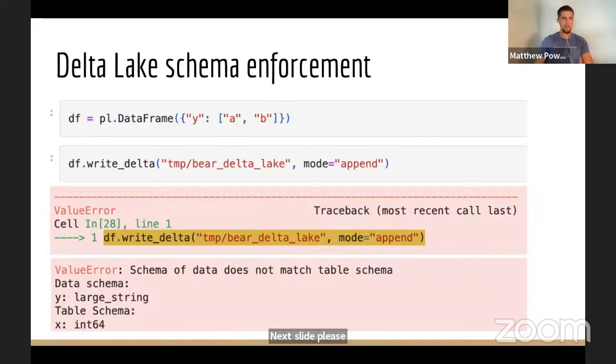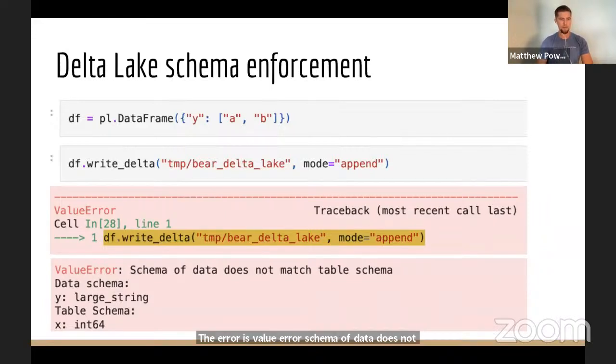Now let's check out Delta Lake schema enforcement and how this helps us maintain the integrity of our data. So let's instantiate another Polars data frame. In this case, it has a column Y with 2 rows of data, A and B. And we're going to try to append this Polars data frame to our Delta table. And we can see that this is going to result in an error. The error is ValueError, schema of data does not match table schema.